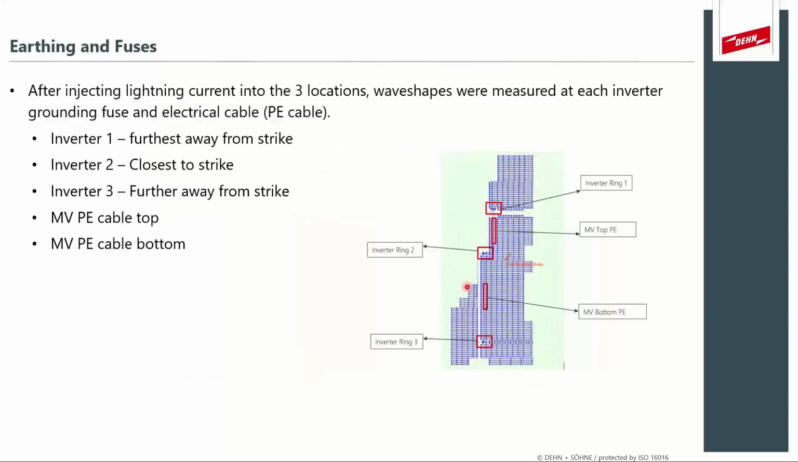When we do this, again, we want to measure what happens within the system. So we measure in a few different places. The first one is we measure at the inverter ring, the inverter grounding system where the fuse is connected to, which is the closest to the lightning strike. And then we also check at the other 2 inverter rings that are further away. And as we suspect that most current is flowing via the electrical system to get to islanded areas, we look at what's happening inside the electrical system cabling, and we measure that as well.